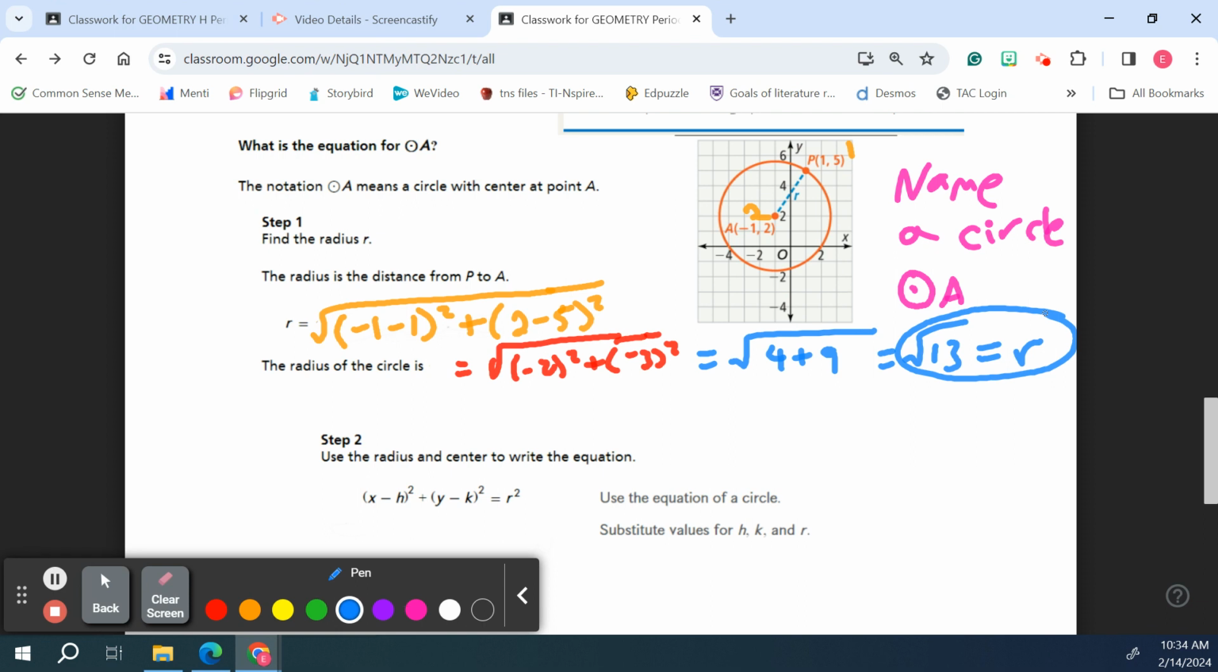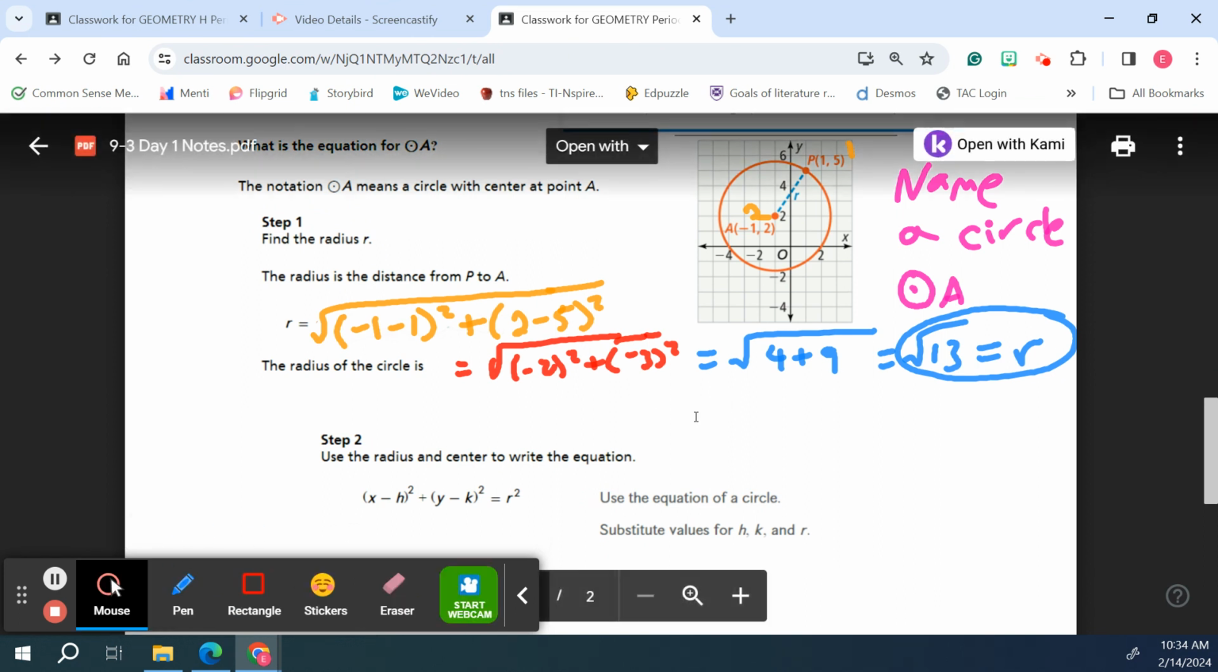All right, so we found the radius. Any questions on how I found that radius? All right, let's take a look at step 2.